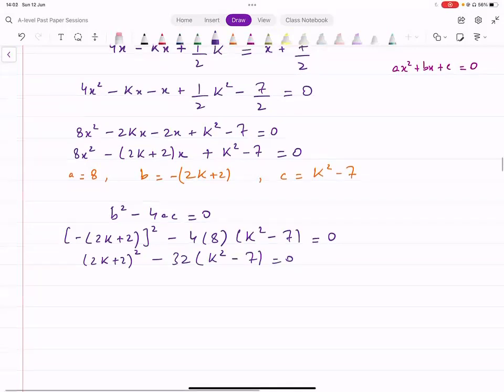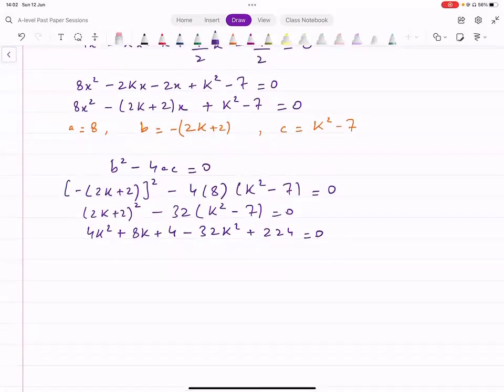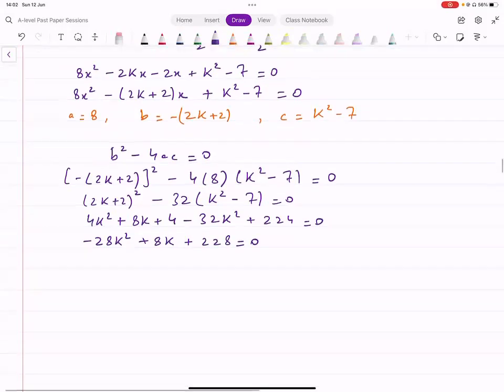Let's simplify this. 2k plus 2 whole squared, so we are using a plus b whole squared here. 2k whole squared, that is 4k squared, plus 2 into 2k into 2, that is 8k, plus 4, minus 32k squared plus 32 times 7. Let's evaluate that. That turns out to be 224. And this is equal to 0. Okay, so let's simplify. We have 4k squared minus 32k squared, that is minus 28k squared, plus 8k and plus 228 equals 0. We can simplify this a bit because I think all of them are divisible by 4.